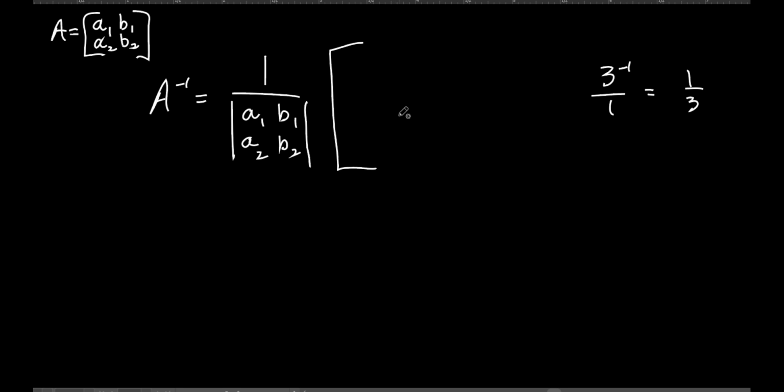And that number is being multiplied by not the original matrix, but we're going to flip some stuff around. So watch what we're going to do. The A1 and the B2, you see those? They're just going to switch places. Okay? So let's do that. What's this going to be up top now? B2. What's going to be on the bottom right? A1. All right?